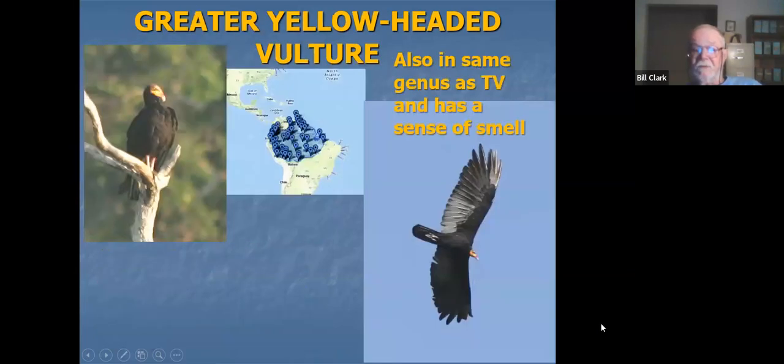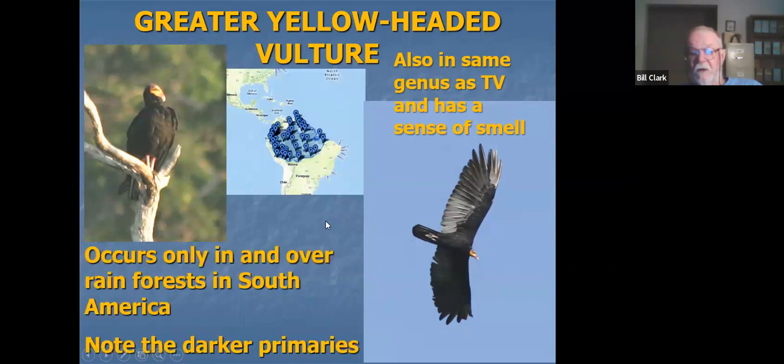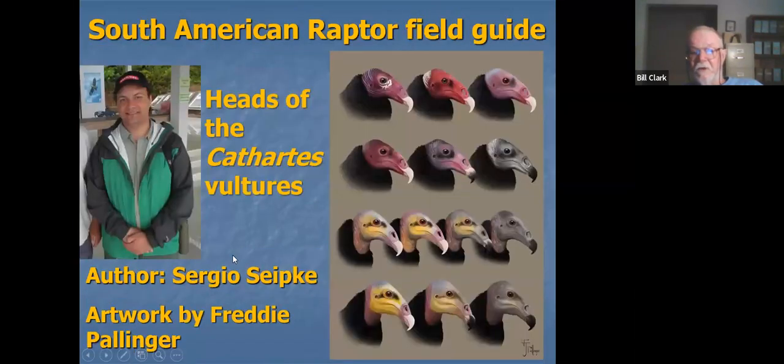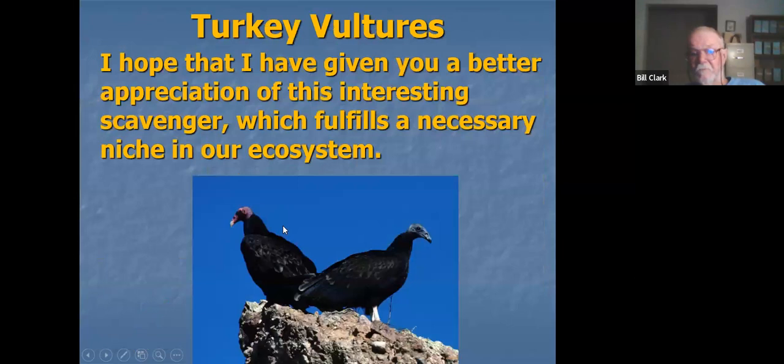Now, there's a third species in this genus that occurs in the Amazon basin, the greater yellow-headed vulture, which is larger than the other two, but it also has a sense of smell. It's overall a very darker bird with darker primaries, and it's only in South America. And here's Sergio, and this is from the plate of the heads of the three species of Cathartes, lesser yellow-headed at the bottom, Turkey Vulture, and then greater yellow-headed up there. And this artwork is by Freddie Pellinger, and he's still working on the field guide.